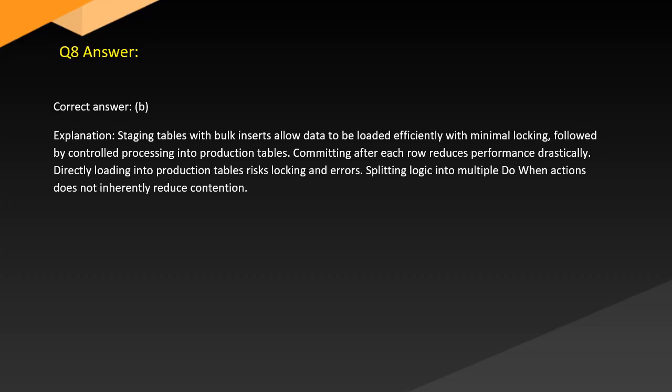Answer. Correct answer, B. Explanation. Staging tables with bulk inserts allow data to be loaded efficiently with minimal locking, followed by controlled processing into production tables. Committing after each row reduces performance drastically. Directly loading into production tables risks locking and errors. Splitting logic into multiple Do When actions does not inherently reduce contention.